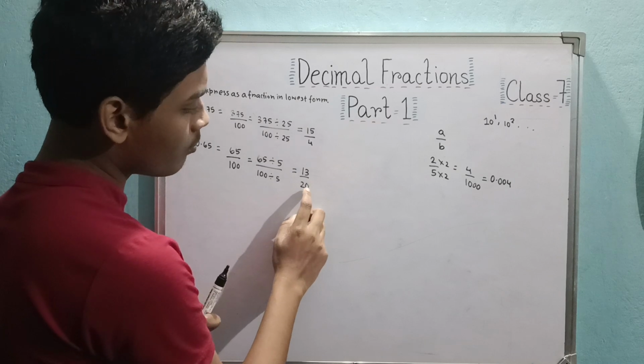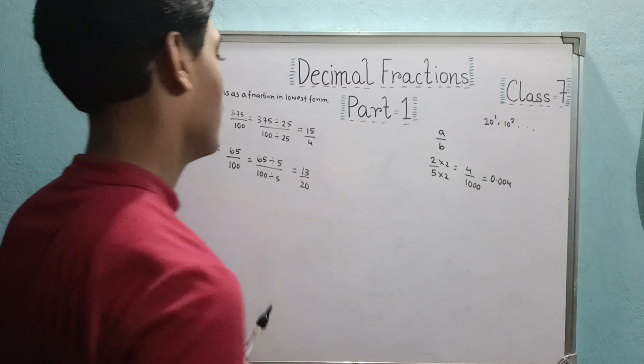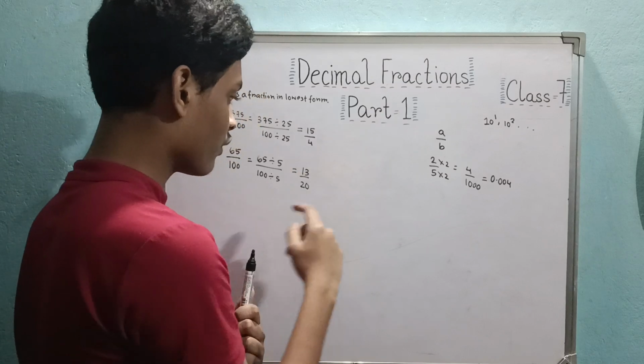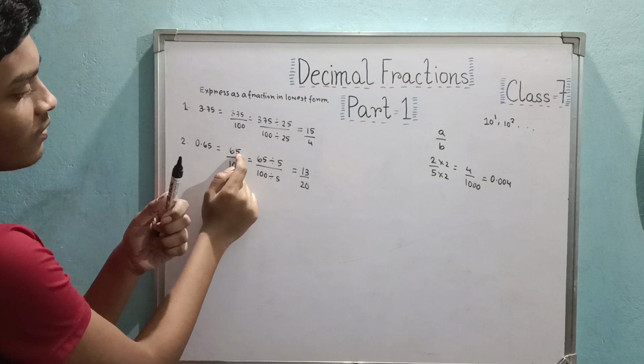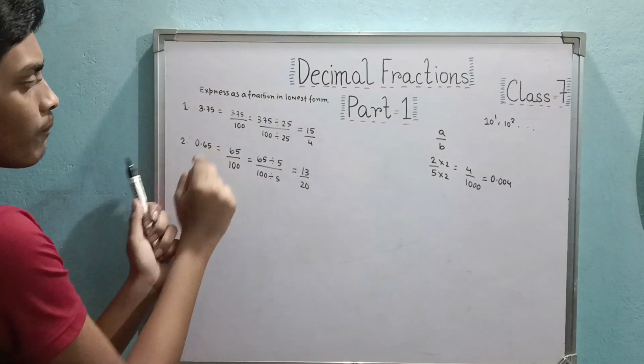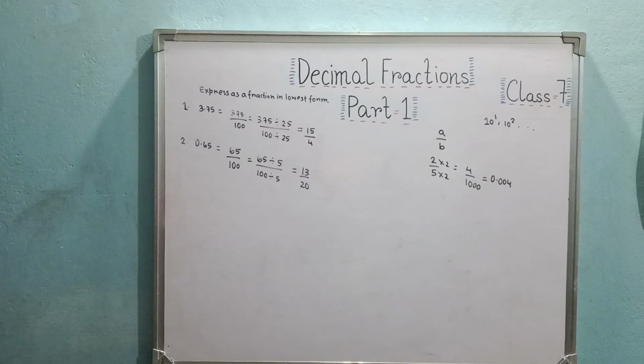Make the denominator a power of 10. 20 into 5, 100. It is 10 to the power 2. Okay. Then similarly 13 into 5, 65. So 65 by 100 means 2 zeros. So from right hand side, after 2 places, a point will be placed. So 0.65. Okay. That's how you have to do it.